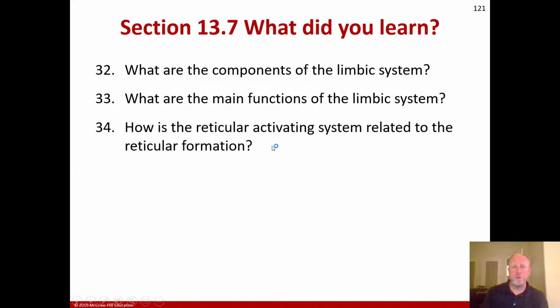So 13.7, what did you learn? What are the components of the limbic system? What are the main functions of the limbic system? And how is the reticular activating system related to the reticular formation?